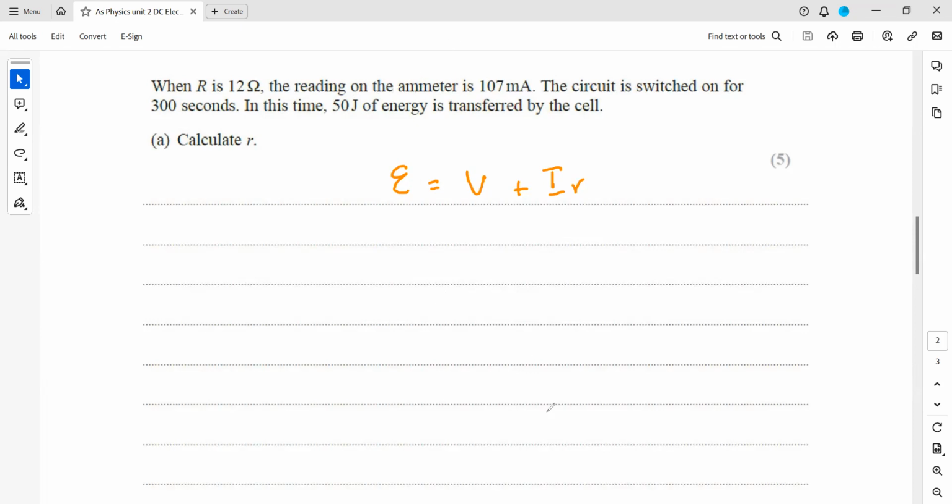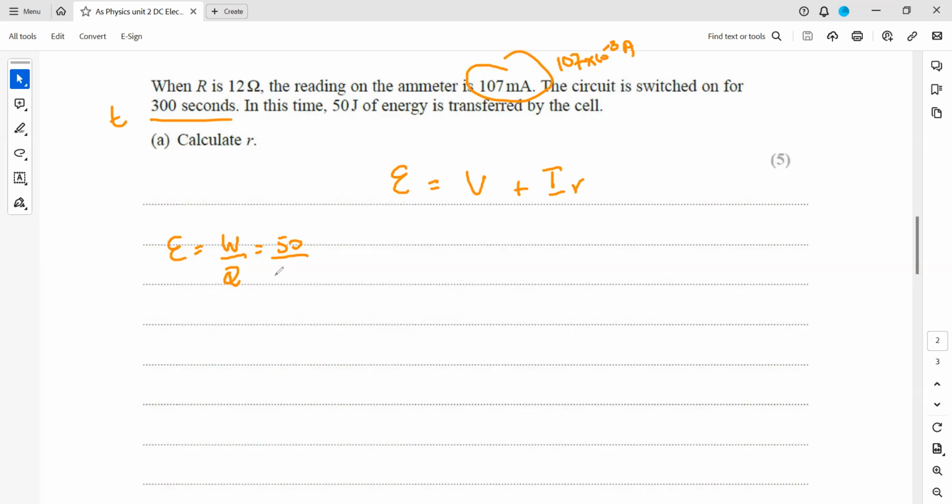What is the EMF? It's like the maximum energy which can be transferred. So we can work out the EMF as work done per unit charge, or energy divided by charge. So energy is 50. And what about the charge? We don't have the charge, but we can work it out as we have the current. We have 170 milliampere current, sorry, 107 milliampere current, and we have 300-second time.